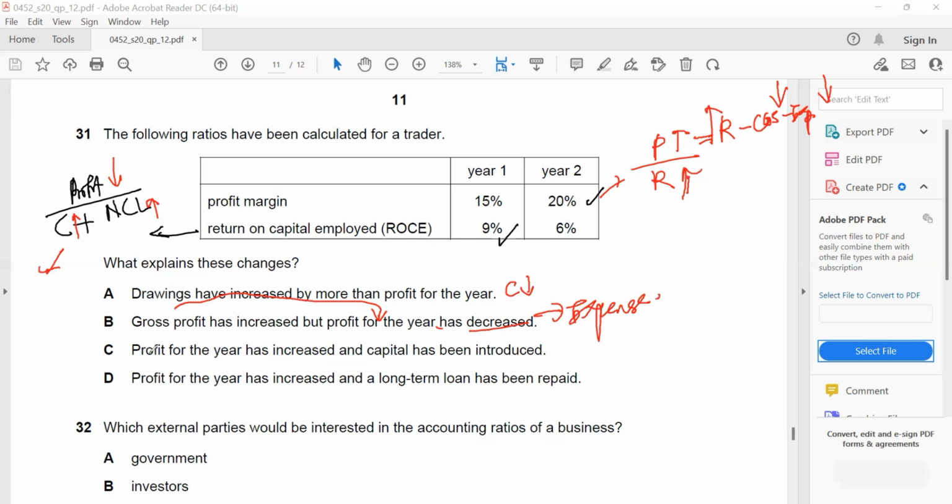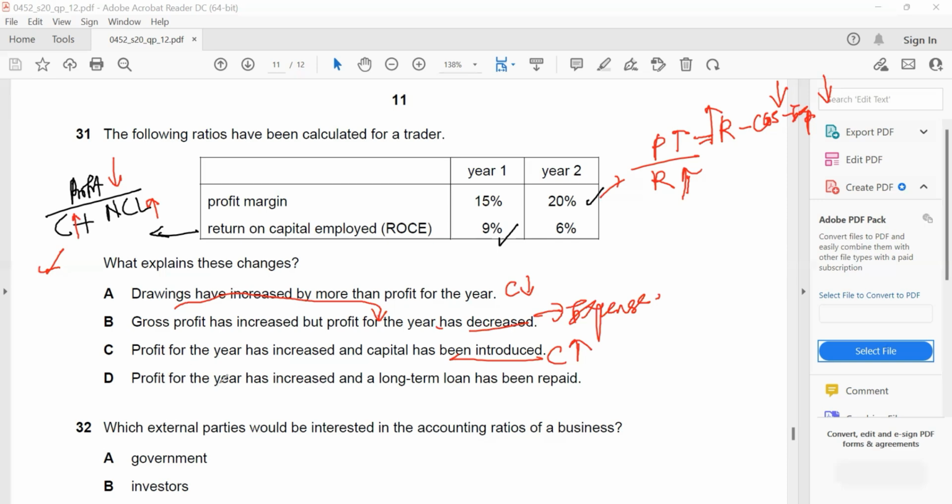Okay. Profit for the year has increased and capital has been introduced. Capital introduced means you will increase the capital. When capital increases, profit increases, this one increases, but this increase will be more than this one. Okay.